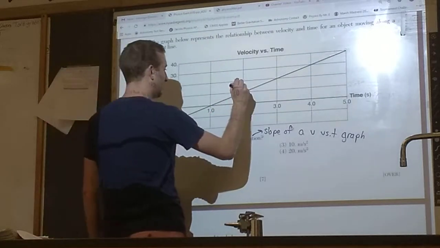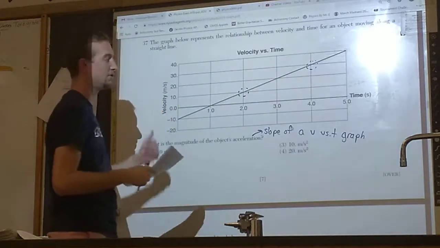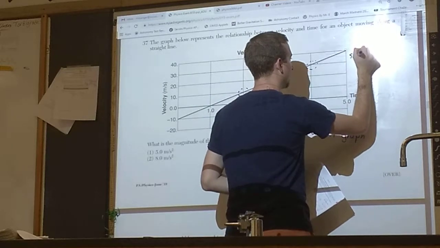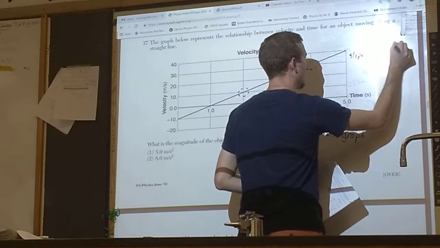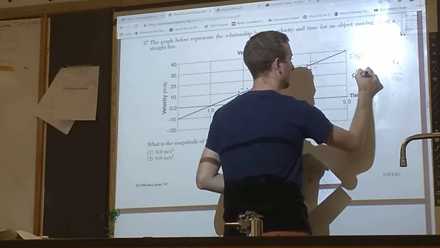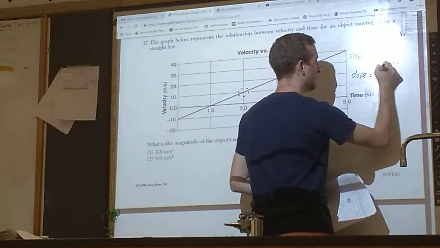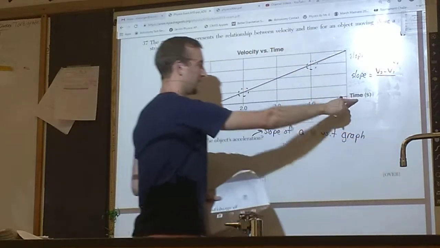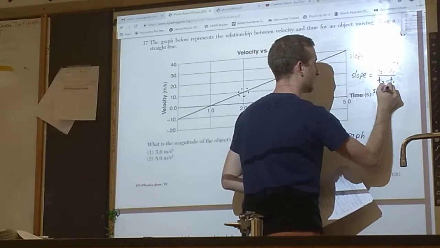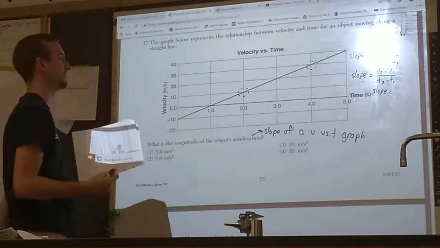We need to find 2 points on the graph. We need to plug the coordinates for those points into the slope equation. The slope equation, if you forgot, is y2 minus y1 over x2 minus x1. Or in this case, let's be specific about our variables. What is the variable on the y-axis? Velocity. So I'm going to say v2 minus v1 over, x-axis is time, t2 minus t1. I just picked 2 points on here that are easy to read. You can pick whatever points you want, but please make them easy to read.